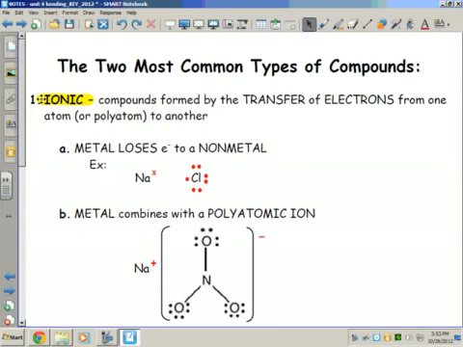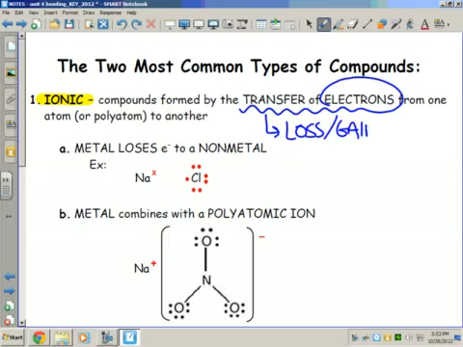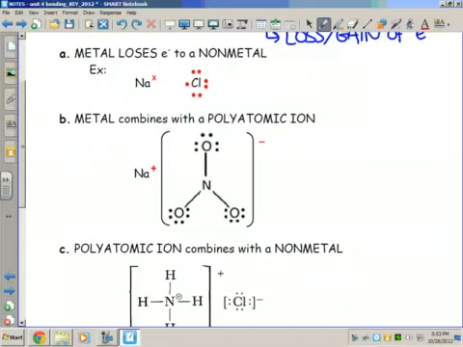The biggest thing you need to understand about an ionic compound or an ionic bond is it involves the transfer of electrons from one atom or polyatomic ion to another. Now, when we say transfer, that means there is a loss by one species and a gain by the other. So something loses an electron and something gains an electron. And there are four basic ways this can happen. The first of which is when a metal loses an electron to a nonmetal.